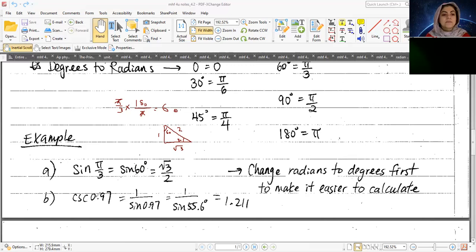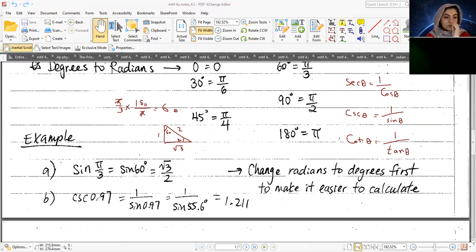Now, cosecant of 0.97. First of all, just make a note. Secant of theta is 1 over cosine theta. Cosecant theta is equal to 1 over sine theta. Cotangent theta is equal to 1 over tan theta. So these are the reciprocal trig ratios. So you need to know those.